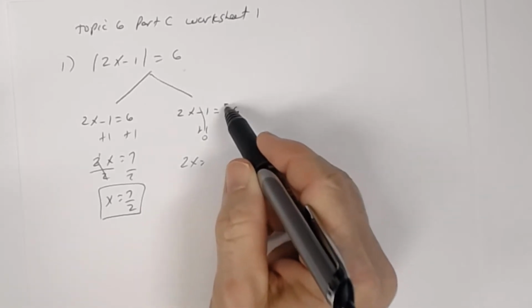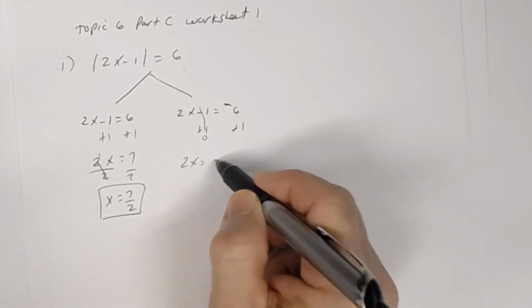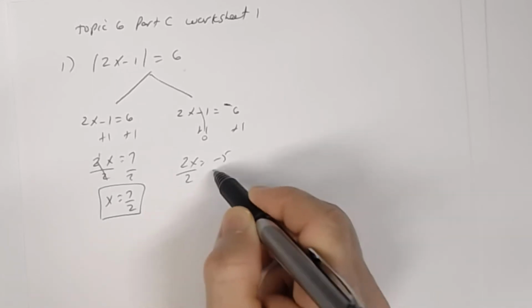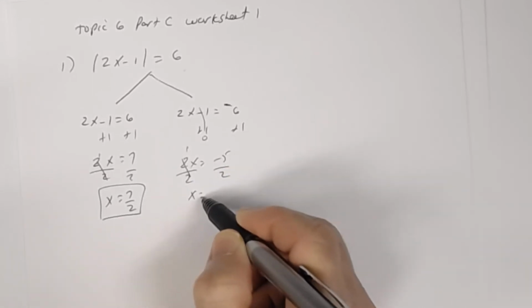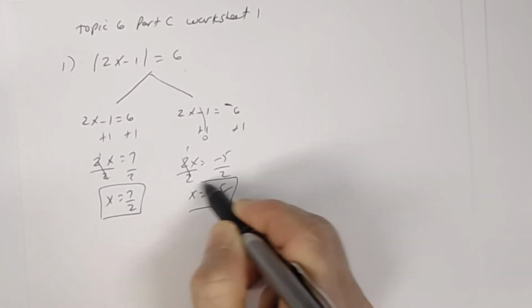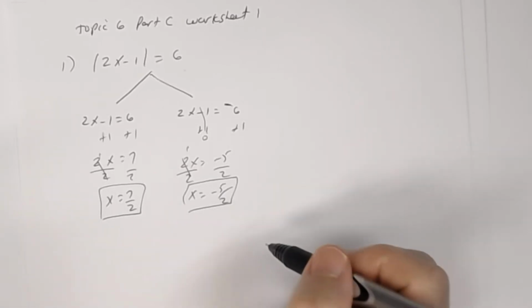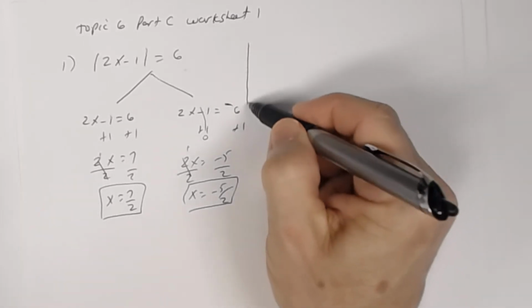But negative 6, remember that's a negative 6, plus 1 is a negative 5. Divide both sides by 2. I get x to be a negative 5 halves. And so there's your other equation, or your other solution. All right, so that was number 1.